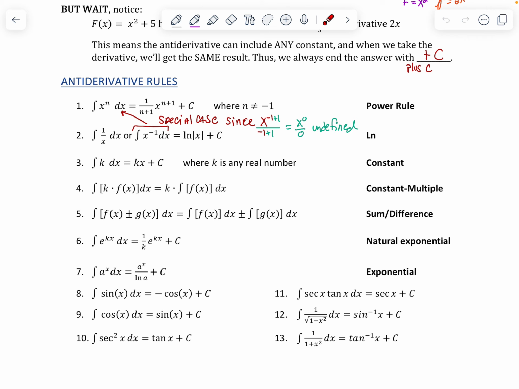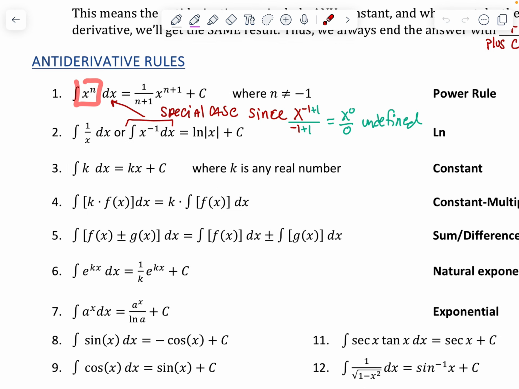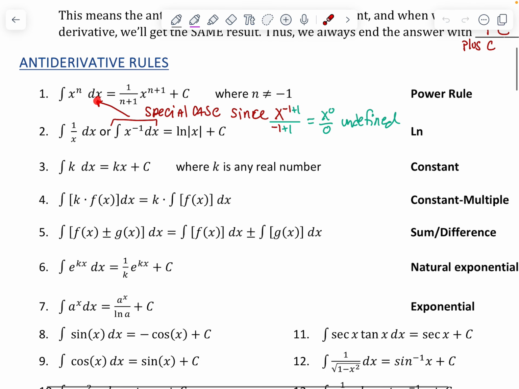If I'm asked to take the antiderivative, also referred to as the integral, of x to the n, for x being my variable, the antiderivative is to take that same base, add 1 to the exponent, but because we know a derivative would put that out front, we need to multiply by the reciprocal. You'll see examples in a moment, but we have this plus c to account for any generic case.